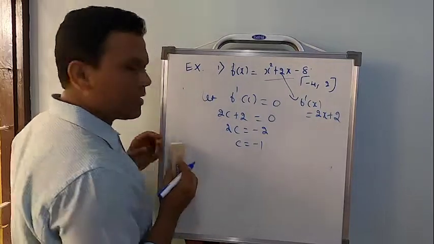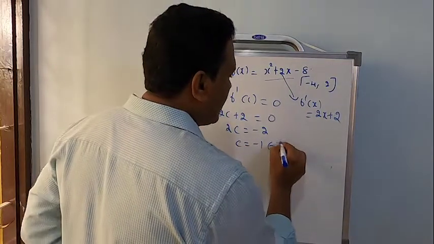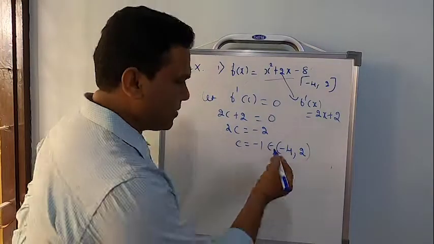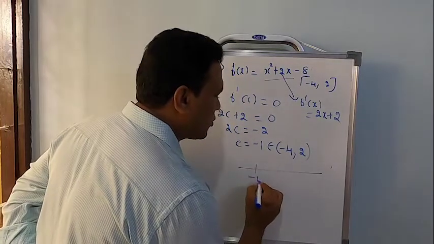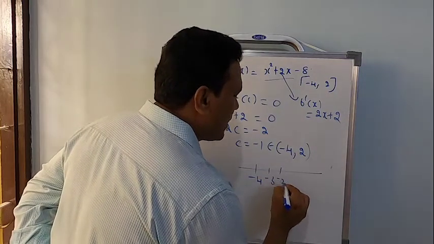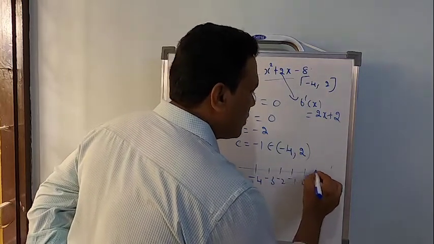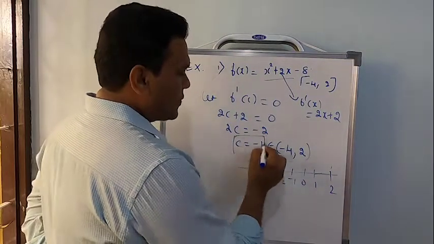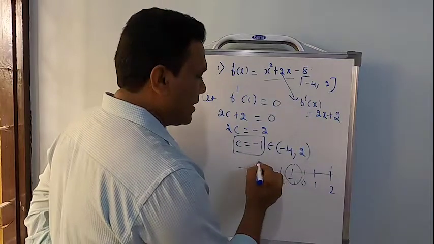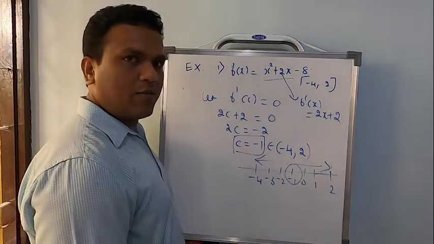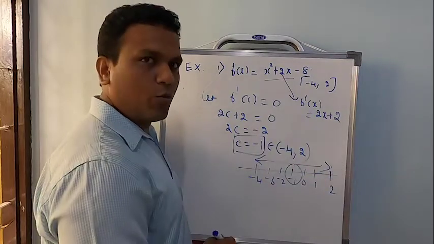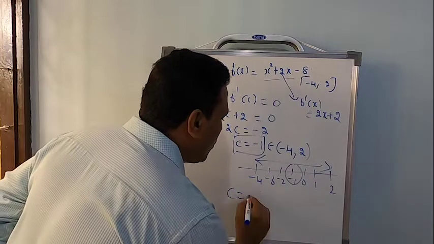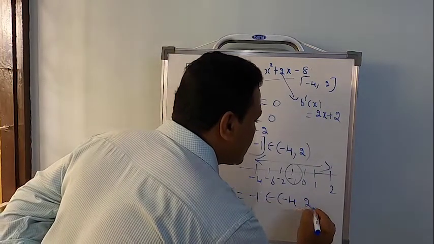So what we need to check is whether minus 1 is a number that exists in the open interval minus 4 comma 2. So how to check, sir? Quite simple. You write on the number line now. So here it's going to be minus 4, minus 3, minus 2, minus 1, 0 and next 1 and next it's going to be 2. What is it we got the value of c? Minus 1. Is minus 1 exist in the open interval of minus 4 comma 2? Certainly it's a number between the open interval minus 4 comma 2. So c equal to minus 1. What we got here, it's a number which exists in the open interval.